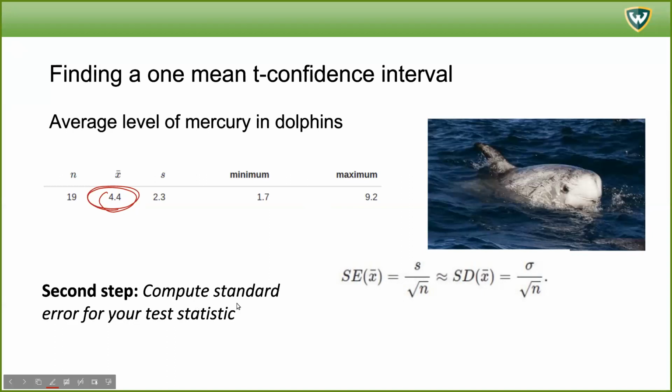Second step, compute standard error. It's pretty straightforward. We use the standard deviation, and we divide by the square root of the sample size. We're estimating that we can use our sample data as a reference to the population data.